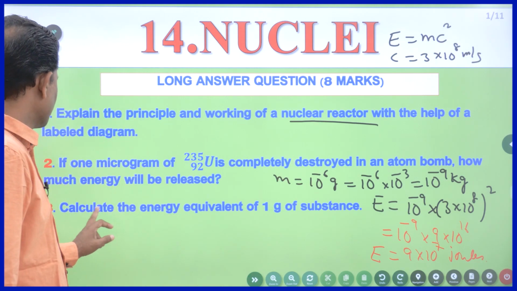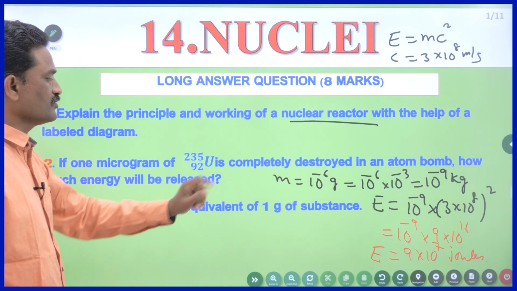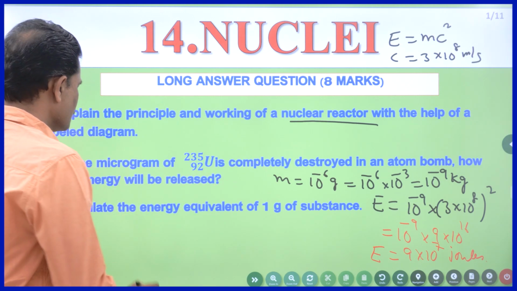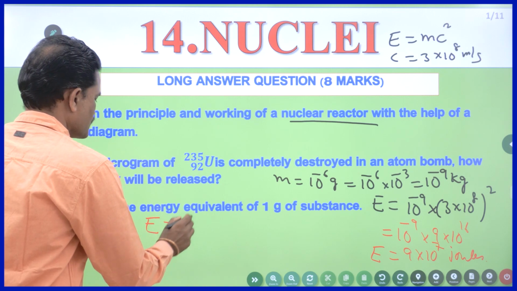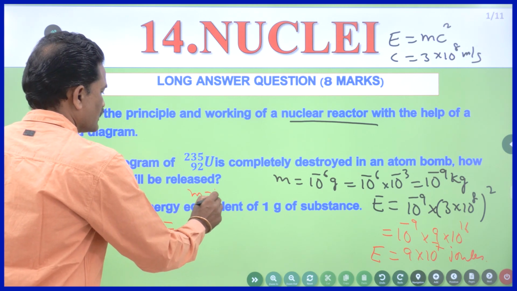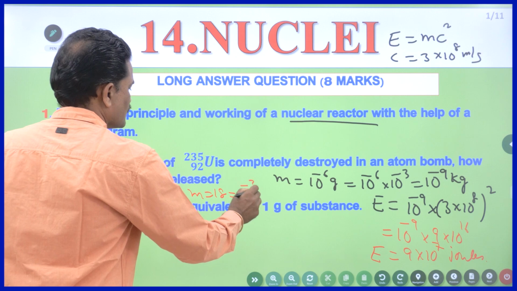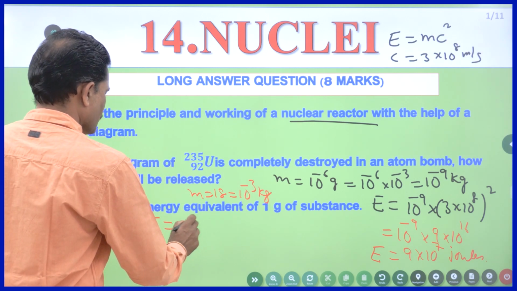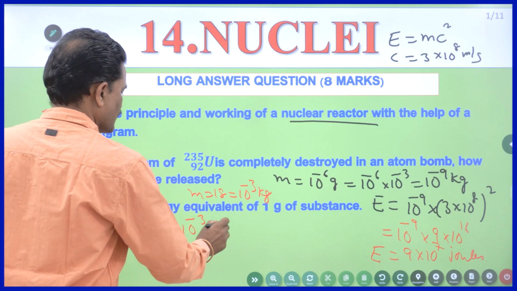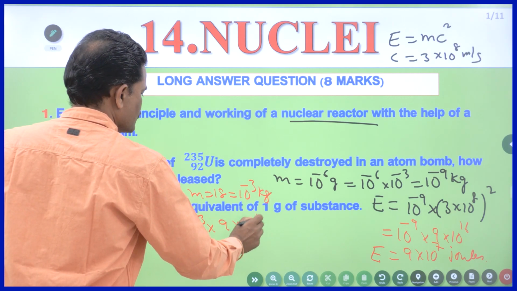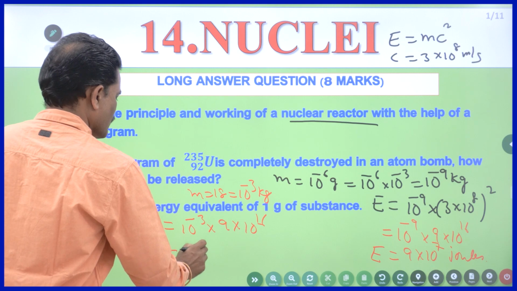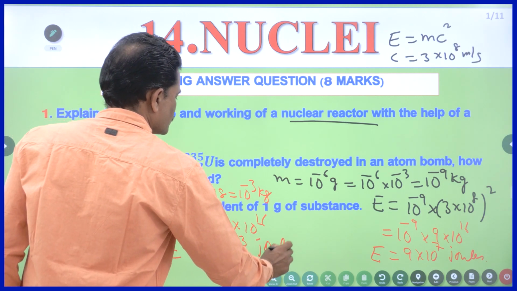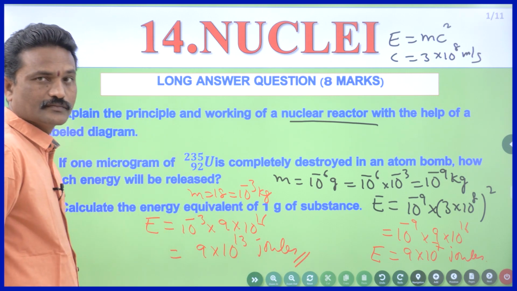In the same way, one more question is there. Calculate the energy equivalent to 1 gram of substance. Here microgram, here 1 gram. So answer is E is equal to mc square. M is equal to how much? 1 gram. 1 gram means you have to convert it into SI units, 10 to the power of minus 3 kg. So 10 to the power of minus 3 into 9 into 10 to the power of 16. So this will become 9 into 10 to the power of 13 joules. That's all. Is this clear?